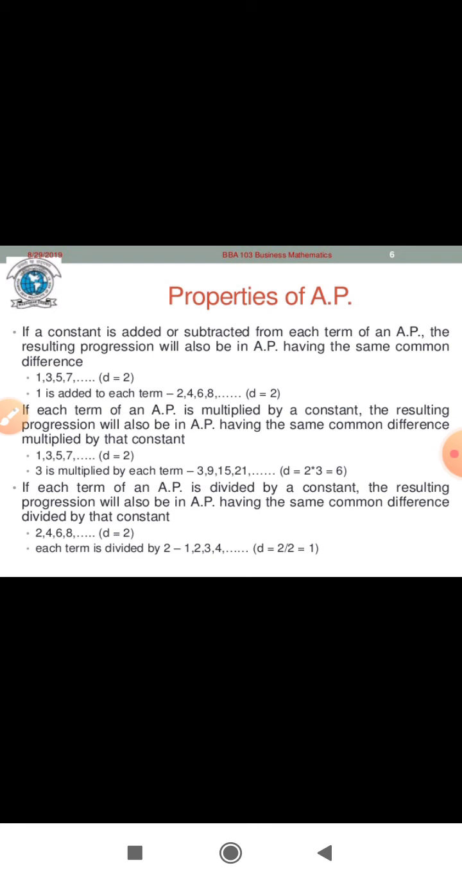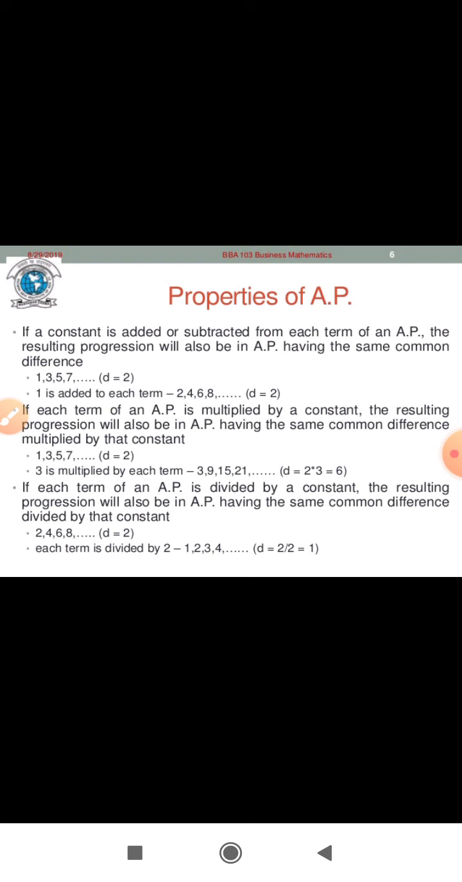1, 3, 5, and so on, with the same difference, d is equal to 2. If 1 is added to each term, then we get 2, 4, 6, 8. Here d is equal to 2. Both series will be arithmetic progressions. So there is no effect if we add or subtract an equal number in each term.